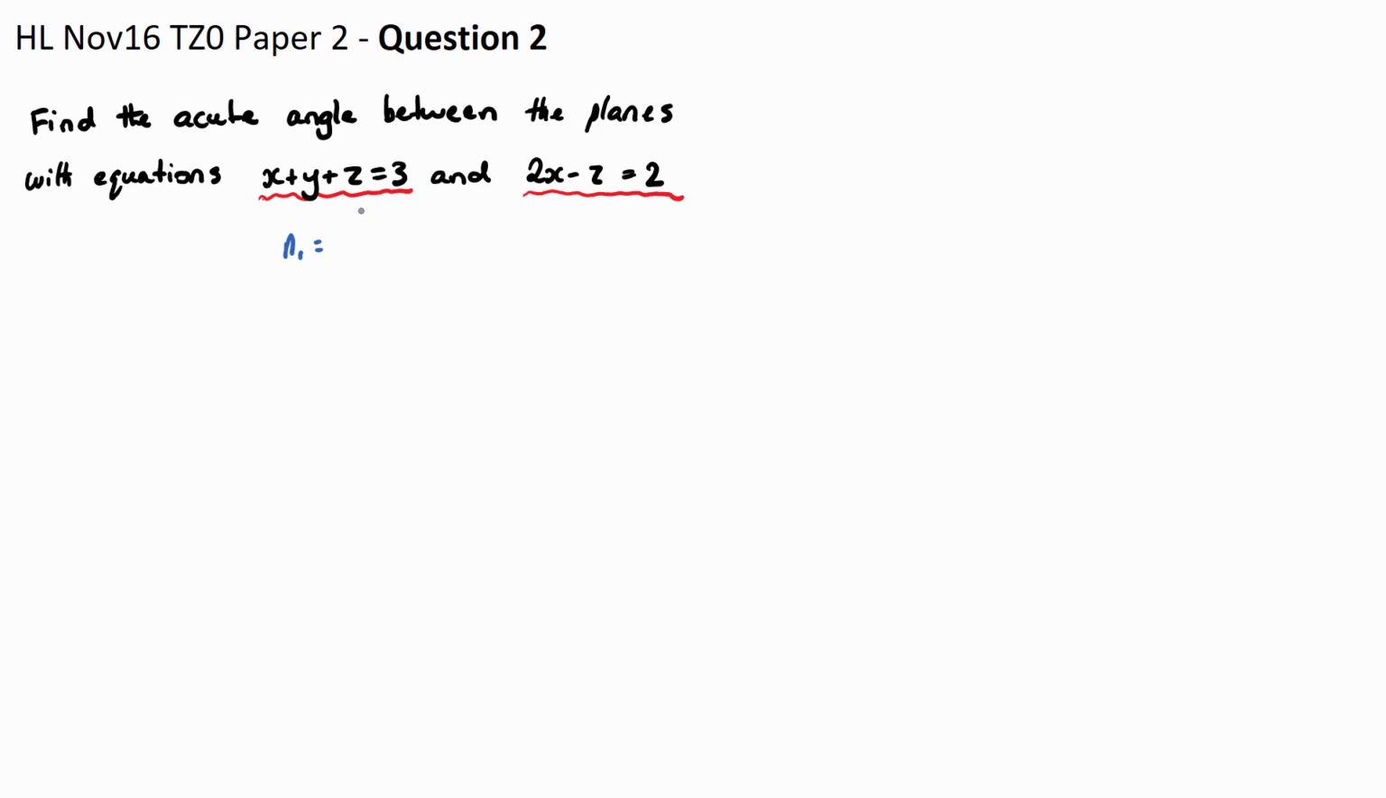It's the coefficients of the x, y, z. So it's 1, 1, and 1. And the vector that's perpendicular to the second equation will be, for x, y, z, 2, because 2 is the coefficient. The y term doesn't have one, so it'll be 0, and this will be negative 1.